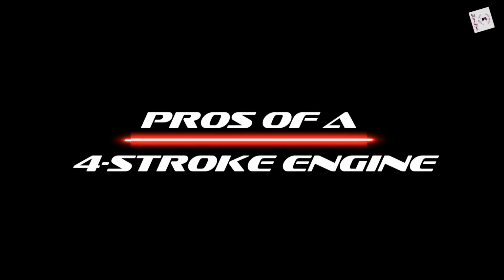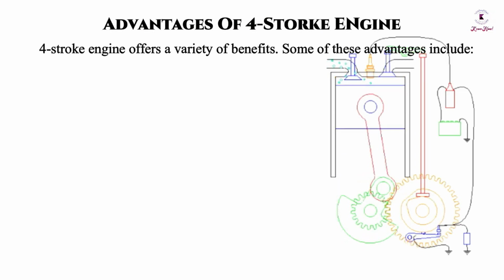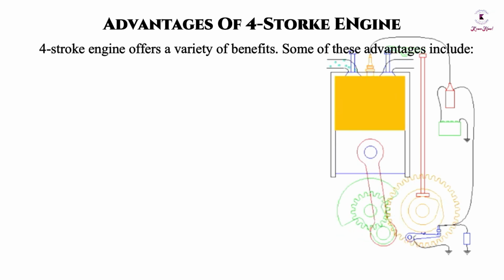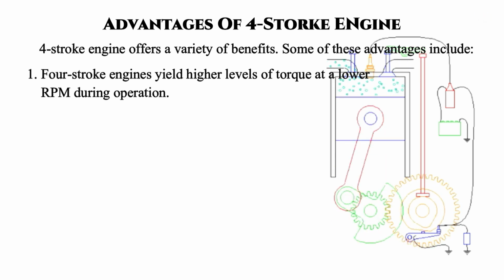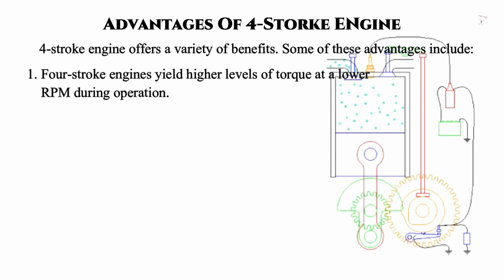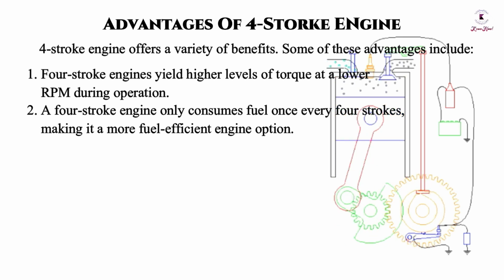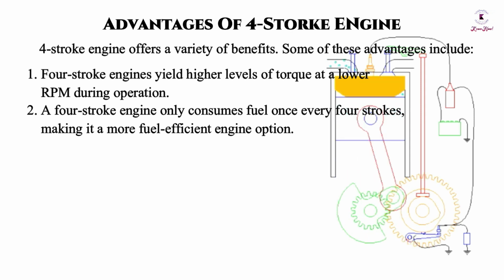Pros of a four-stroke engine. Using a four-stroke engine offers a variety of benefits. Some of these advantages include: 1. Four-stroke engines yield higher levels of torque at a lower RPM during operation. 2. A four-stroke engine only consumes fuel once every 4 strokes, making it a more fuel-efficient engine option.